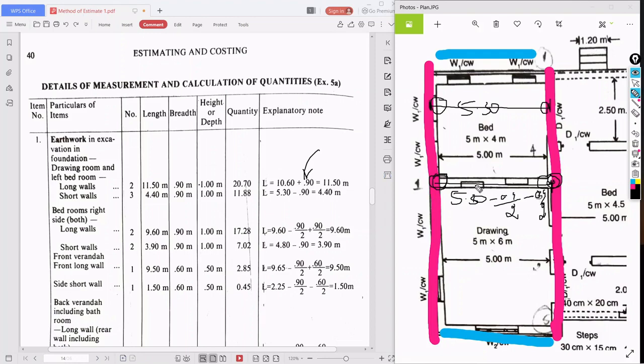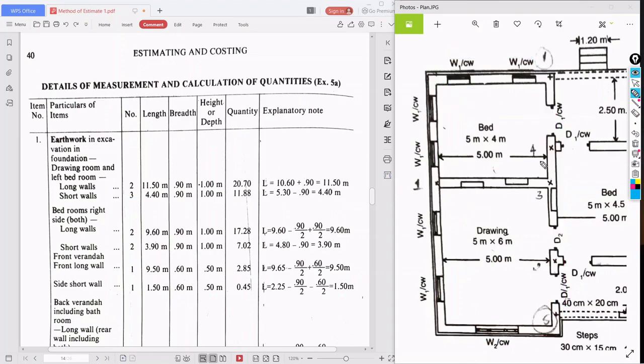Okay, so this is the basic. That is 4.40. How many short walls are there? One, two and three. Three short walls are there. So three numbers, length is 4.40, breadth is 0.90, height 1. So multiply, you will get the quantity as 11.88. This is for drawing room and left bedroom. Okay, so I hope you have understood.